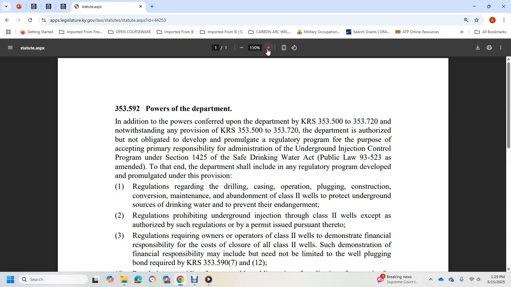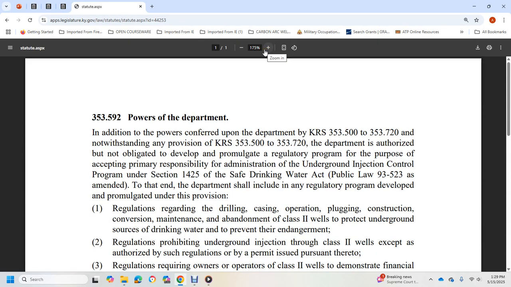Powers and duties, 353.592. In addition to the powers conferred on the department by Kentucky Revised Statutes 353.500 to 353.720, and notwithstanding any provision of 500 through 720, the department is authorized and obligated to develop and promulgate a regulatory program for the purpose of accepting primary responsibility as administrator of the Underground Injection Control Program under Section 1425 of the Safe Drinking Water Act. The department shall include the regulatory program developed and promulgated under this provision.